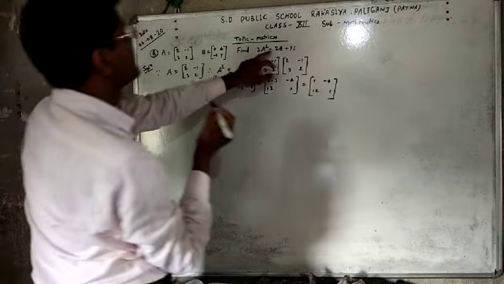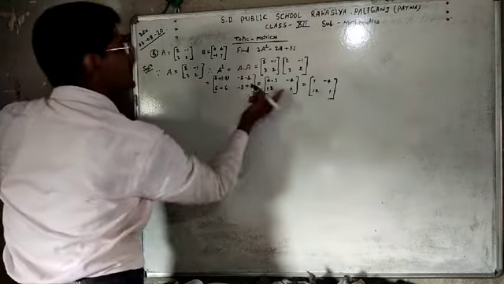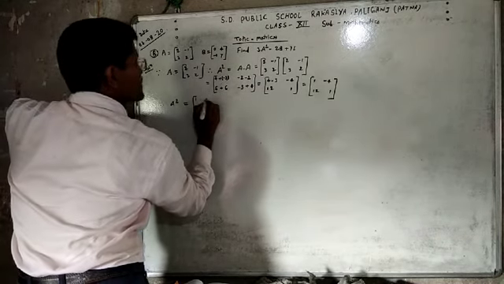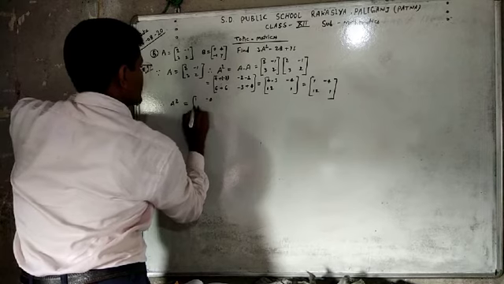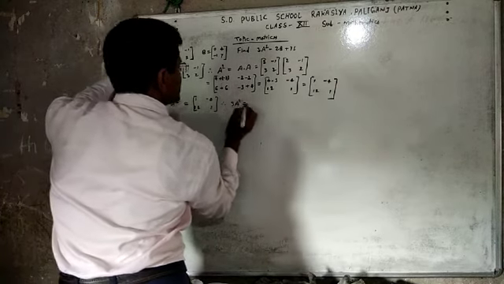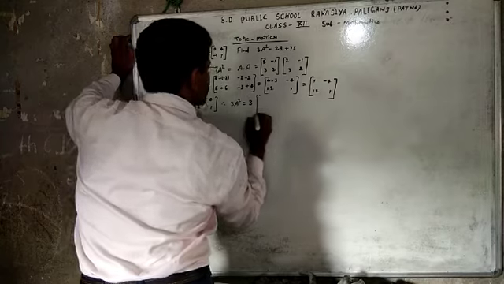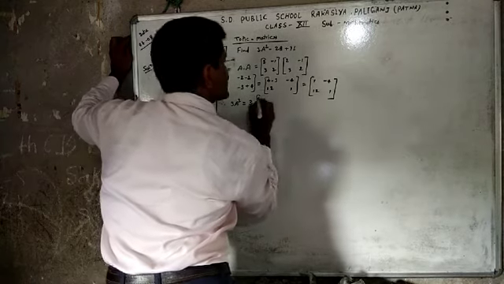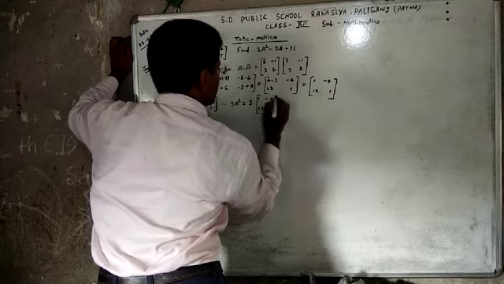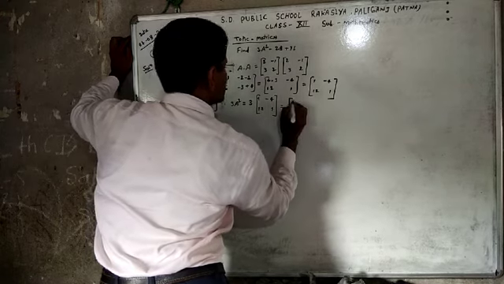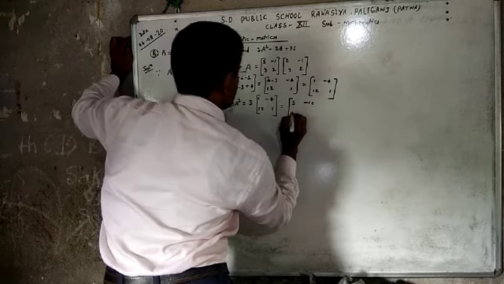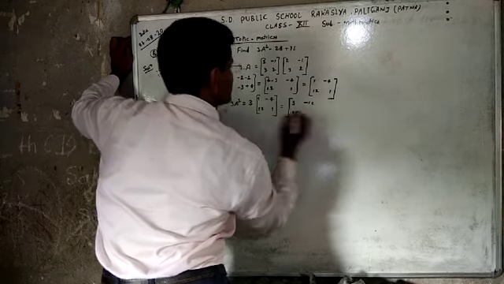Therefore, A square is equal to the matrix 1, minus 4, 4, 1. Therefore, 3A square is 3 multiplied by the matrix A square, 1, minus 4, 4, 1. It is equal to 3, minus 12, 12, 3.